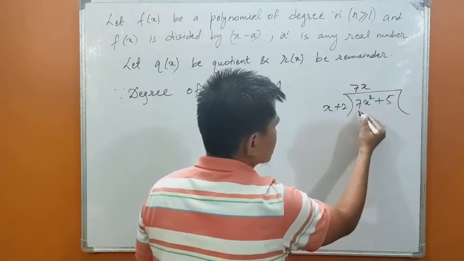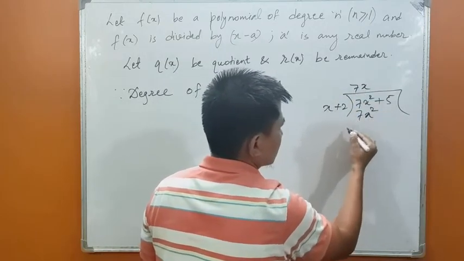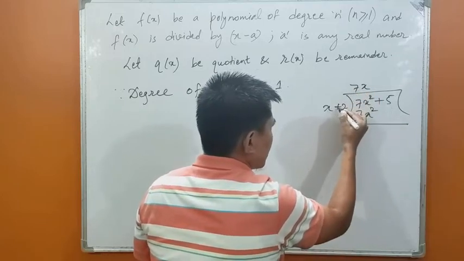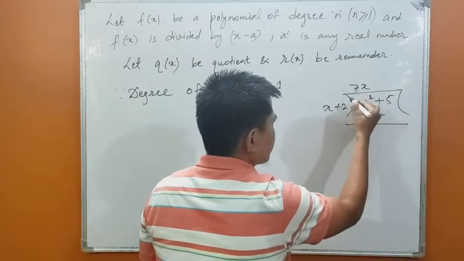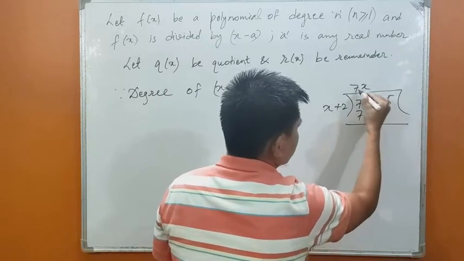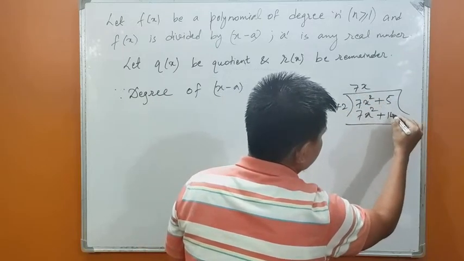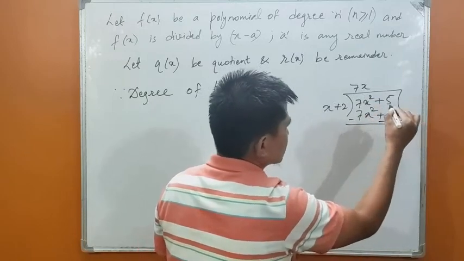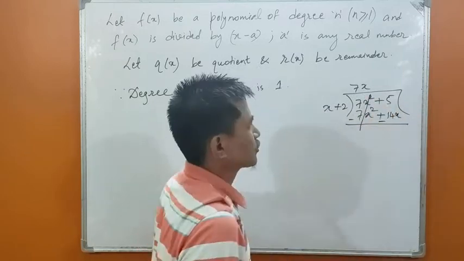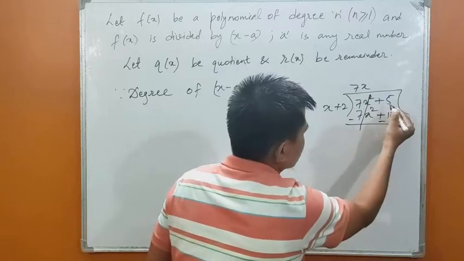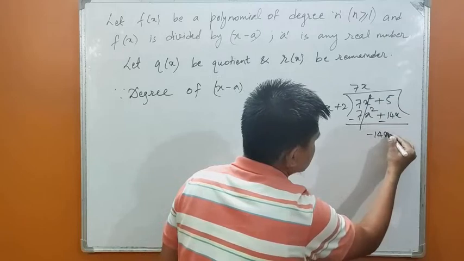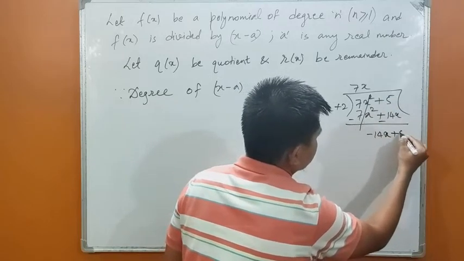X into 7x is 7x square. Got my point? So plus into plus is plus, 7x into 2 is 14x. So this becomes minus and this becomes minus. 7x square cancels. So minus 14x comes in the front, minus 14x, and this plus 5 we write here.